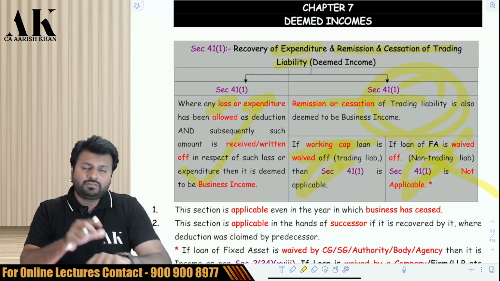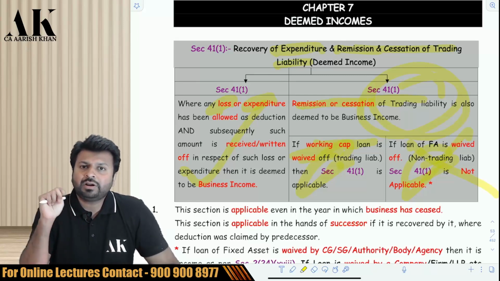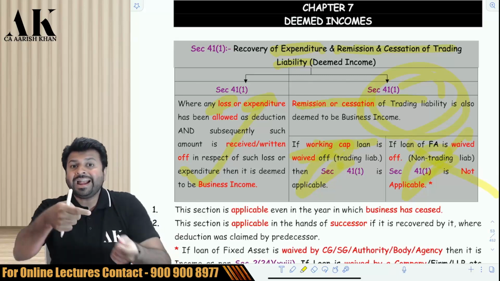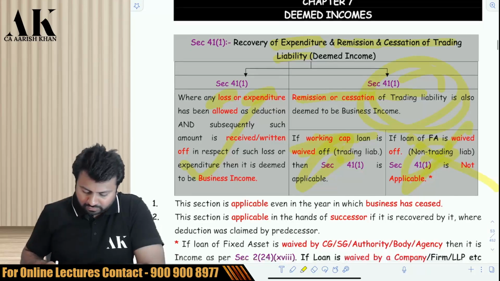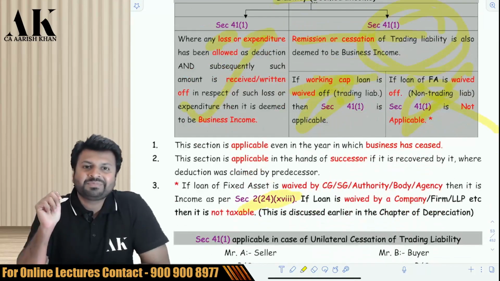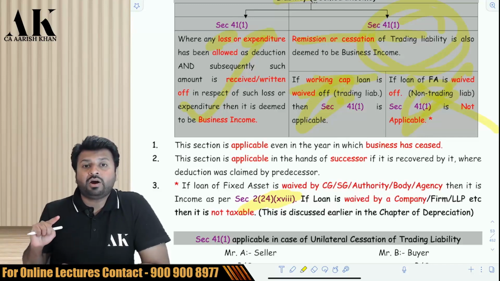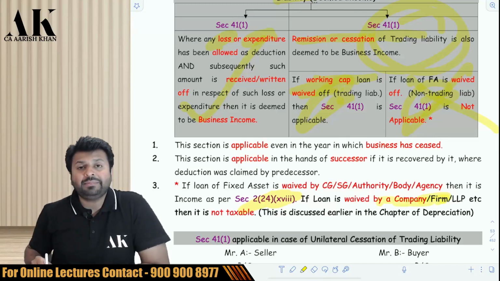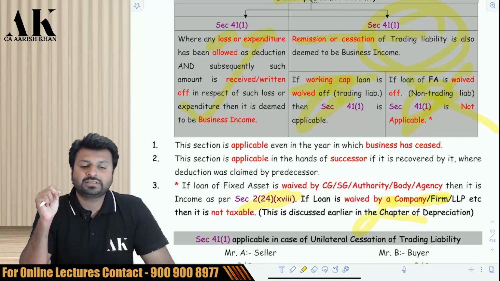Suppose I take that loan from the government, central government or state government or body or authority or agency, and if that loan is waived off, will that be chargeable to tax? The answer is yes, under section 2(24)(18). Do you remember that? But at the same time, if I take that capital loan from a bank or a company or a firm or LLP, then it is not chargeable to tax. We have already discussed this particular thing in the chapter of depreciation. I hope it is clear to all of you.